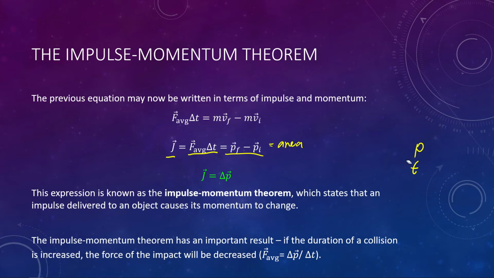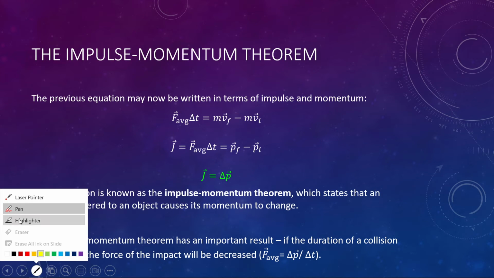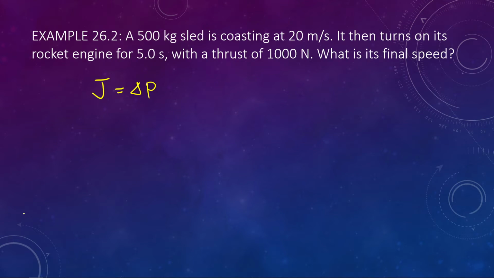But we don't have a graph. So, area isn't really an option for us here. So we're going to want to figure out how we can make this work. And let's do that. We are given a force and a time. So impulse is F average delta T. And we know delta P means P final minus P initial, or MV final minus MV initial.